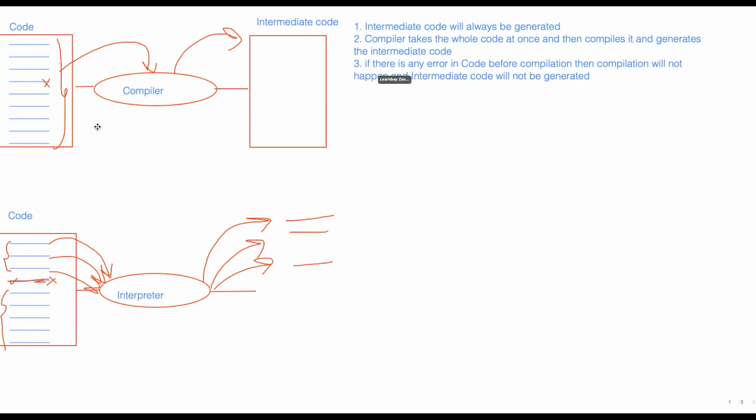Point number 3, if there is any error in the code, the compiler will not generate the intermediate code at all. It will not compile the code at all, even for these lines. Though these are all correct, it will not compile the code. Whereas with the interpreter, if there is some error at this particular line, it will execute the previous lines, but further lines will not be executed until you remove that error. Okay. Understood. Thank you.